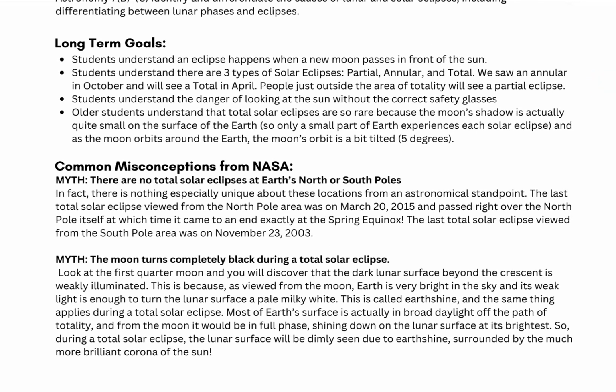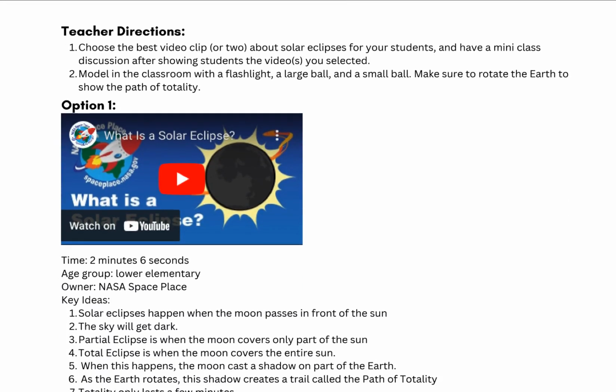You'll also see long-term goals. So what we want students to be able to understand and take away from the activity itself, as well as common misconceptions about eclipses. There are two within this activity, one being the misconception that there are no total solar eclipses at the north or south pole of Earth, as well as the myth that the moon turns completely black during a solar eclipse. So both of those are included in this mini lesson so that you can discuss these with kids during and after and make sure to address those misconceptions they may have.